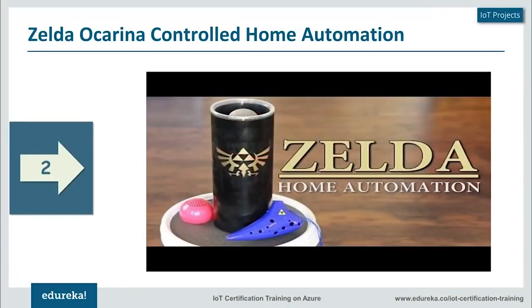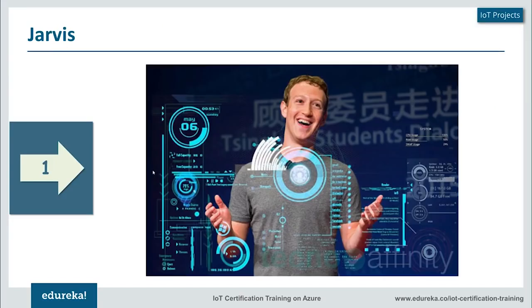Next on our list, at number one, if you've not already guessed, is Jarvis. Jarvis is the artificial intelligence system that Facebook's creator Mark Zuckerberg has built for his automated home. I'm quite sure you've already seen the video of Mark Zuckerberg interacting with Jarvis, which has Morgan Freeman's voice. And if you've not, here's a quick glimpse into the same.